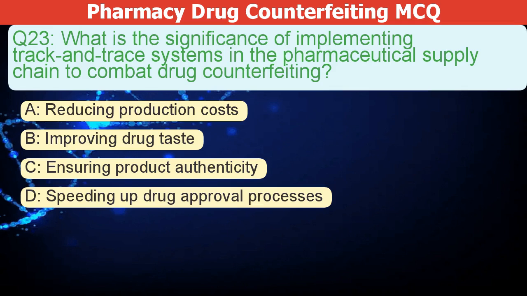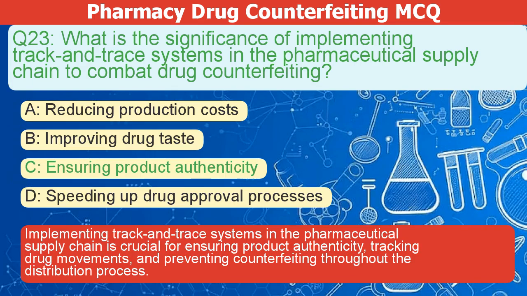What is the significance of using track and trace systems in the pharmaceutical supply chain to fight fake drugs? A. Reducing production costs. B. Improving drug taste. C. Ensuring product authenticity. D. Speeding up drug approval processes. The correct answer is C. Implementing track and trace systems in the pharmaceutical supply chain is crucial for ensuring product authenticity, tracking drug movements, and preventing counterfeiting throughout the distribution process.